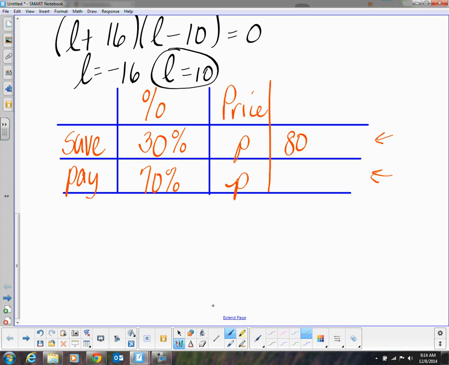You will not be using this. But if they told you that you paid something, then you would be using this. So remember, we changed our percents to decimals. We have 0.30p is equal to 80.